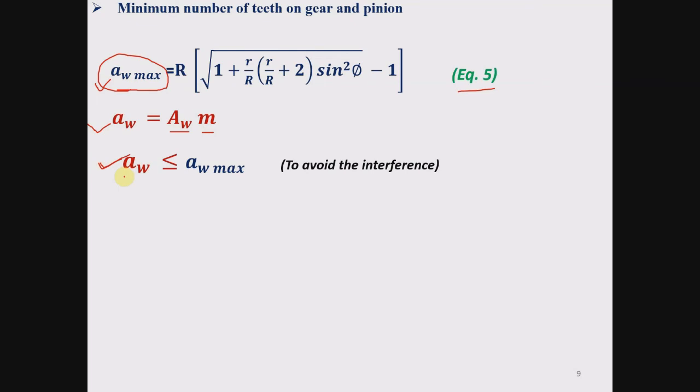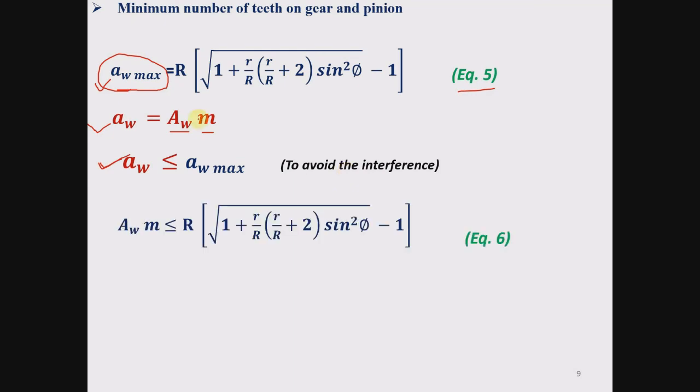So write this: AW must always be less than or equal to its maximum value in order to avoid the interference. So let us substitute here: AW, which is equal to AWM, must be less than or equal to AW max. So write this equation, equation number 6.